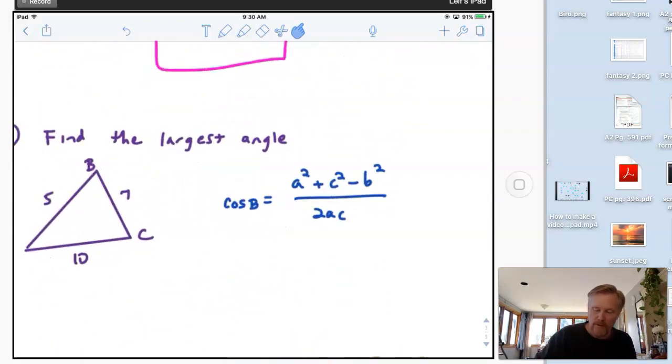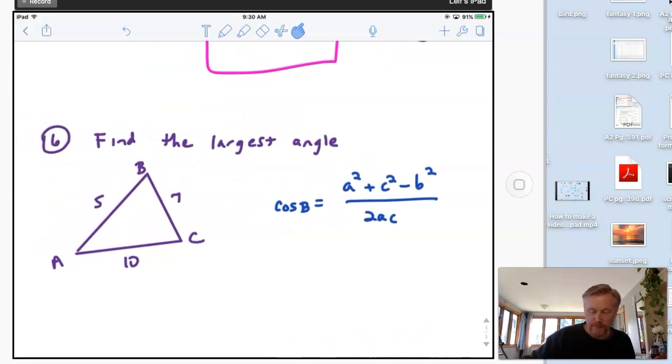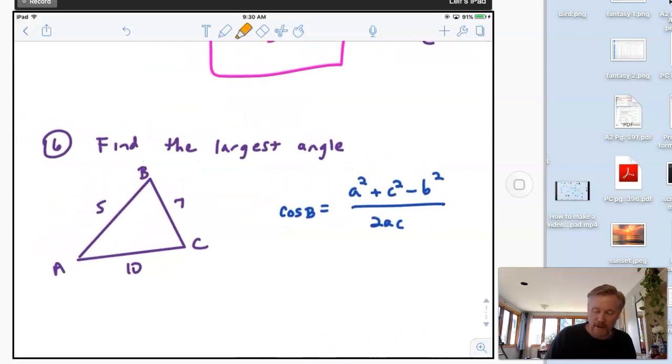All right. This time, finding the largest angle. So this is a side setup, right?